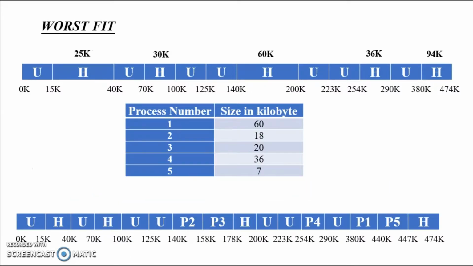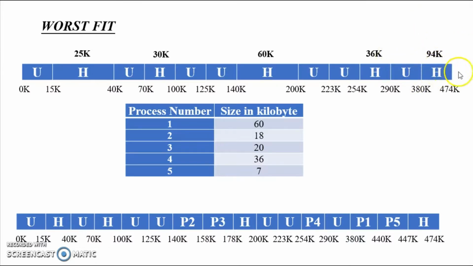For the worst fit part, we have to pick the largest hole and place our process inside the largest hole. So we start from process number 1, which has a size of 60 kilobytes. So it goes into the first one 25, second one 30, third one 60, fourth one 36, and fifth one 94. So we have to pick the fifth one.